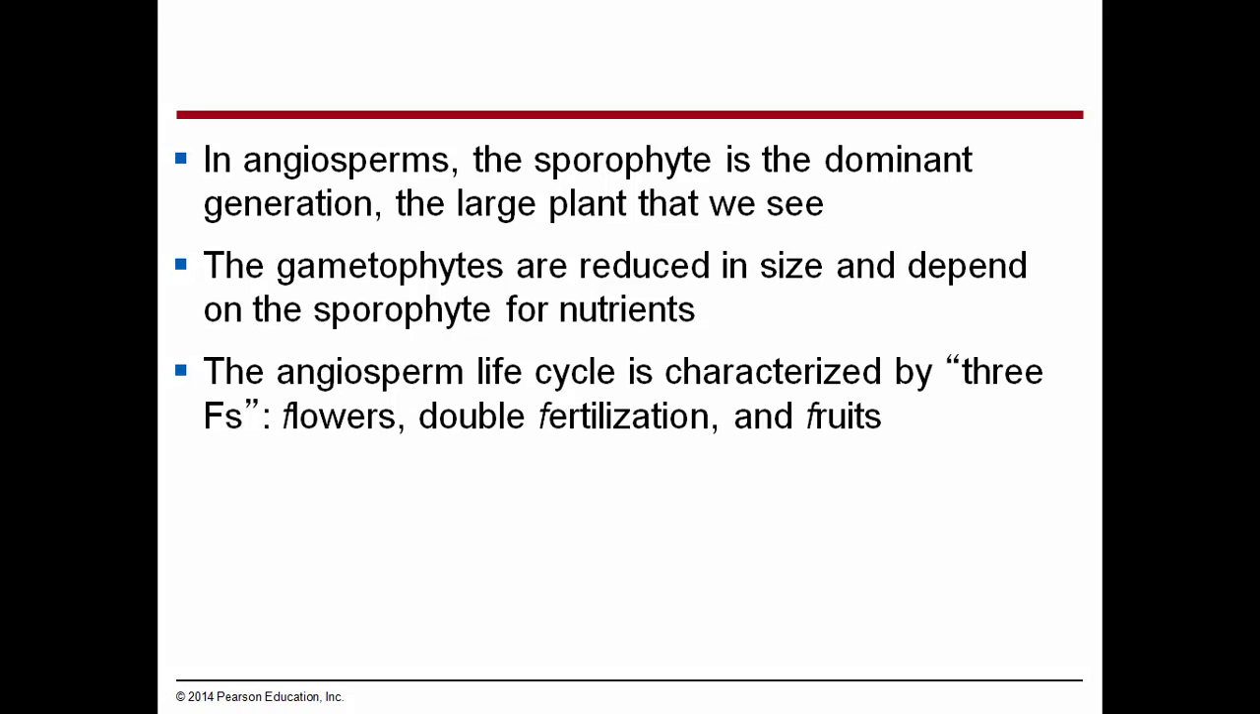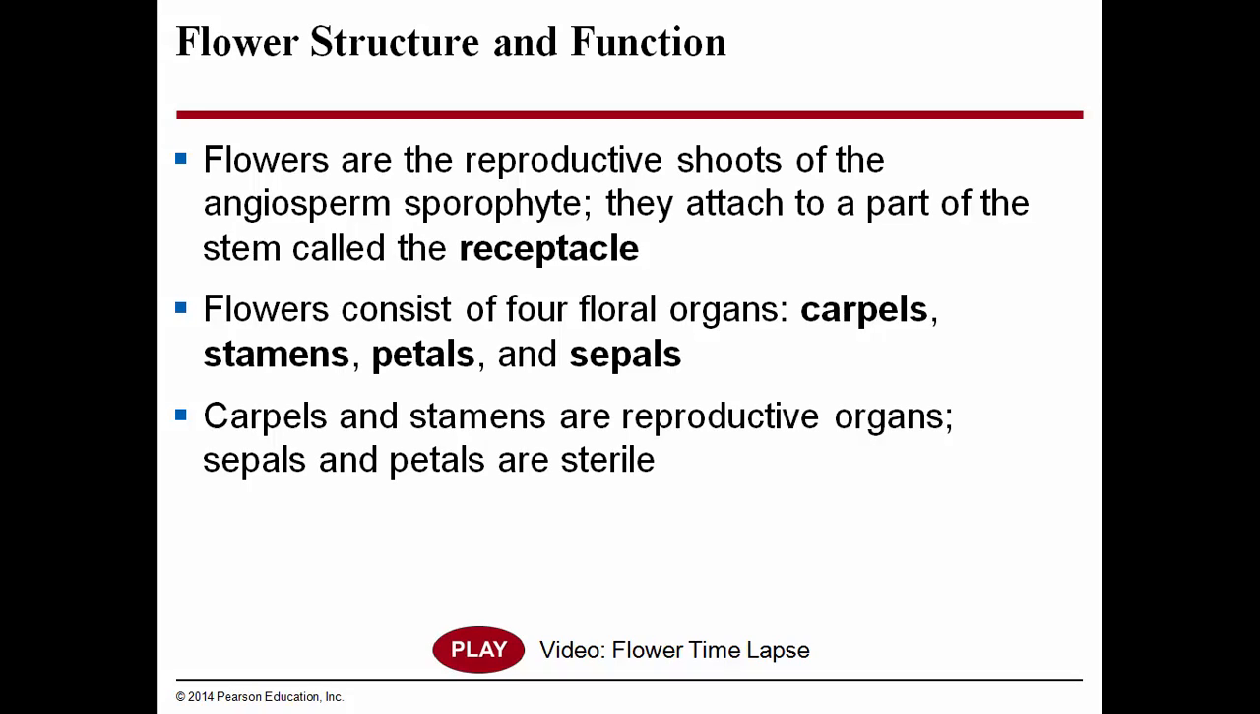Flowers are the most obvious part of the angiosperm life cycle. Flowers are the reproductive shoots of the angiosperm sporophyte. They attach to a part of the stem called the receptacle. Flowers consist of 4 floral organs: carpels, stamens, petals, and sepals. Carpels and stamens are reproductive organs, and sepals and petals are the sterile organs that just surround the reproductive organs. It's not like they don't have any function. They do have a function. Their function is to help make the carpels and stamens more attractive to pollinators in particular.